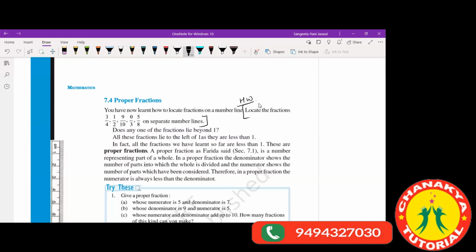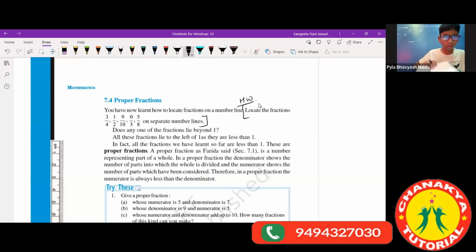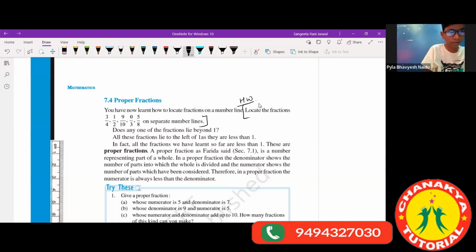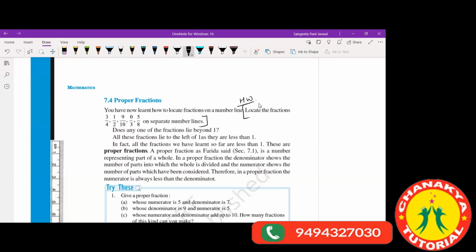And please note down these numbers. You take this for homework. Locate these fractions on separate number lines. This is for homework. Please write down the homework question. Write down from here, from this bracket till this bracket.